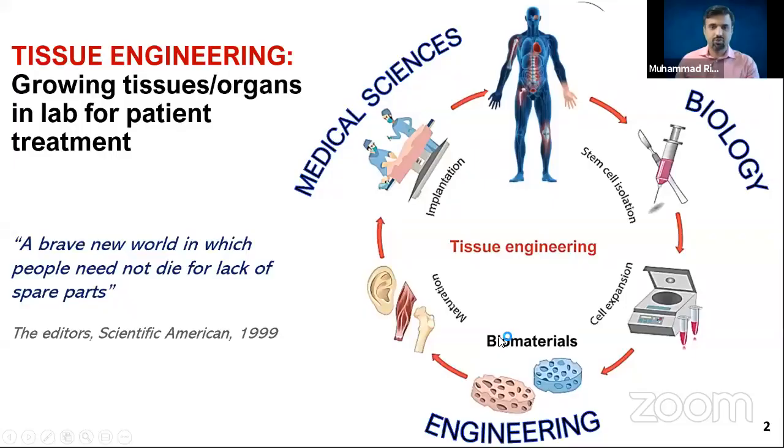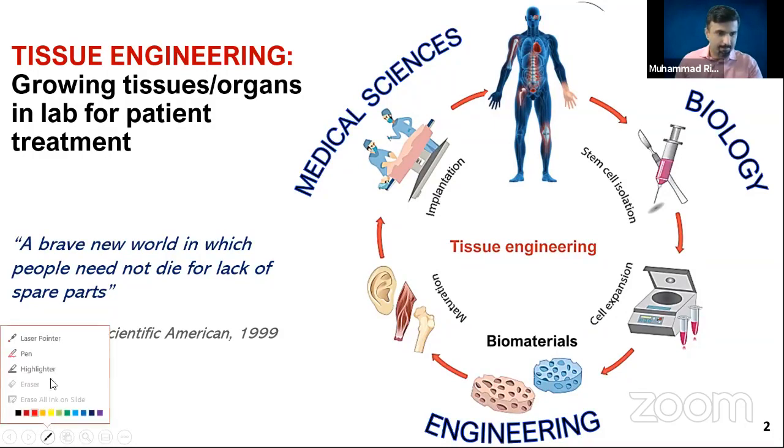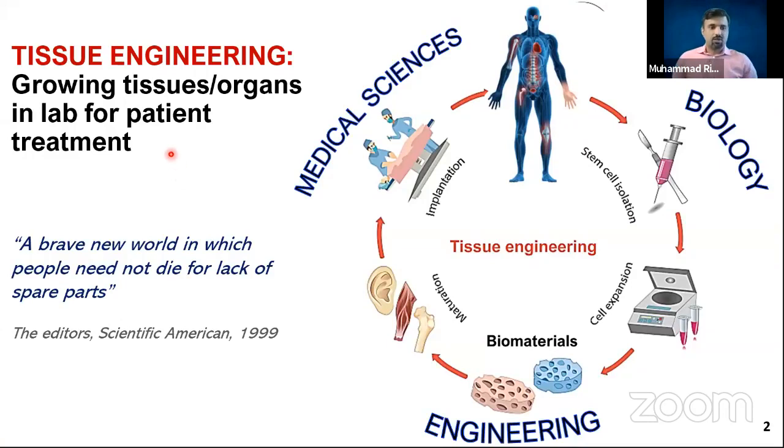So tissue engineering is really the idea of growing tissues and organs in the lab for patient treatment. In 1999, Scientific American presented this idea in a series of articles, saying that we'll have a brave new world in which people will not need to die just for the lack of spare parts. By spare parts, they meant tissues, let's say a liver tissue or a new heart. So instead of waiting for a donor, we can generate that in the lab.